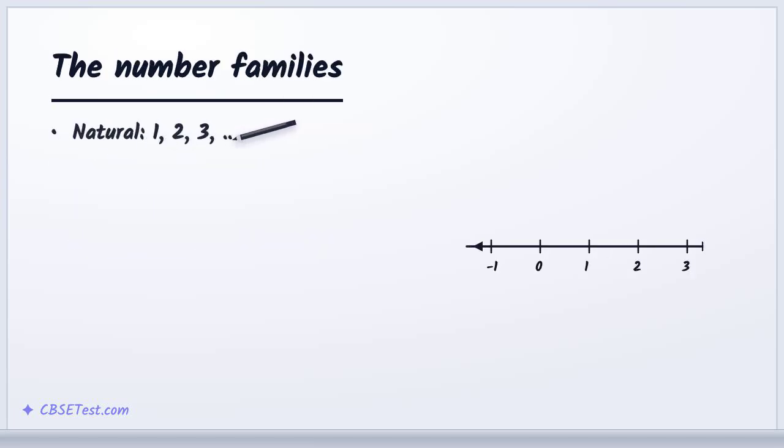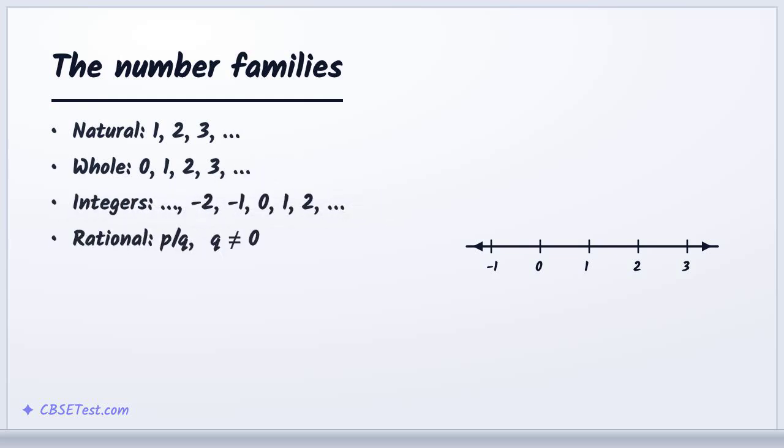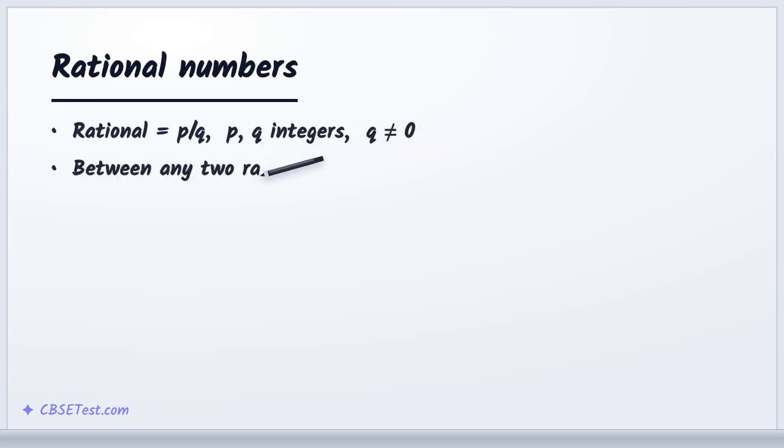Let's meet the families. Natural numbers are the counting numbers. Add 0, and you get whole numbers. Include negatives, and you get integers. And any number you can write as p over q, where q is not 0, is called a rational number. A rational number is a ratio of two integers, as long as the bottom isn't 0.